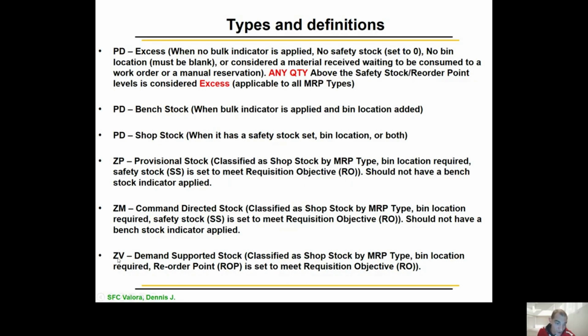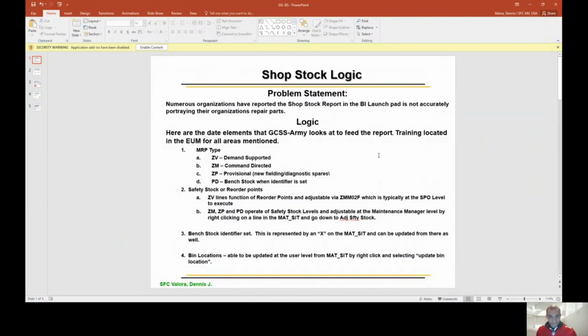All right. So your ZV lines is your demand supported stock. It's classified as shop stock, but the bin location is required. The ROP is required to meet the requisition objectives. So I know it sounds a little confusing, but the more you play with the shop stock and you get the hang of the lines, you'll understand it. The most important thing to remember is that your ZV lines are your demand supported.